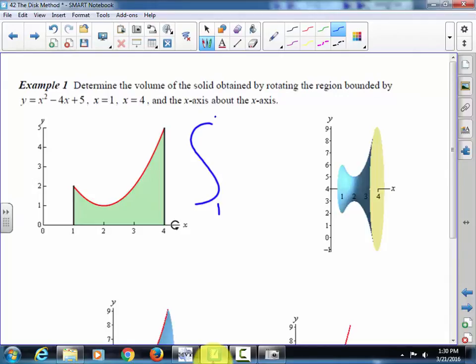1 to 4. X squared minus 4x plus 5 dx, almost. Couple of things missing here. What have we missed? Now, I'm not trying to find the area. I'm trying to find the volume. We've got to square it. Square it and pi, okay? You need to square it and pi.